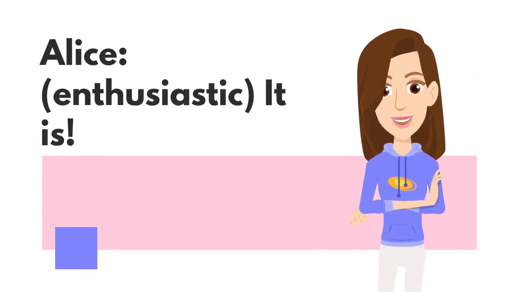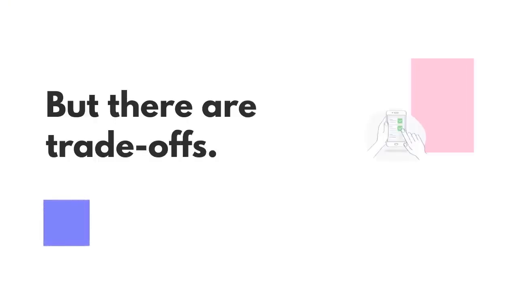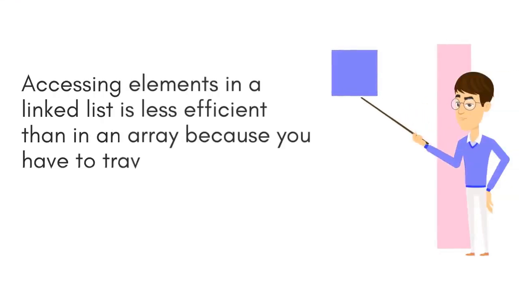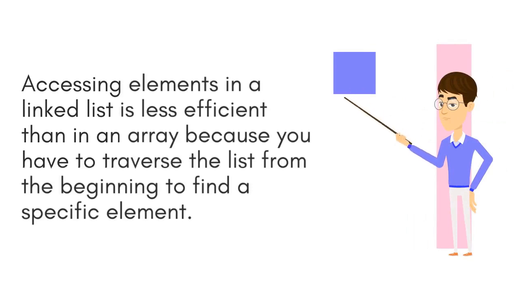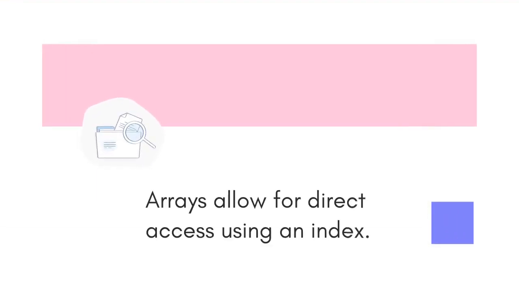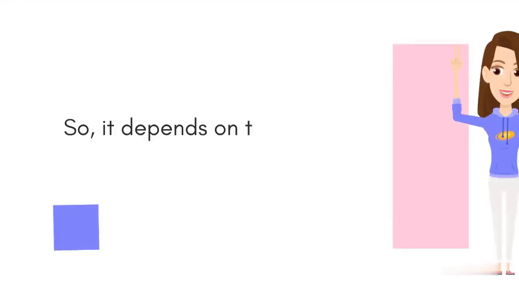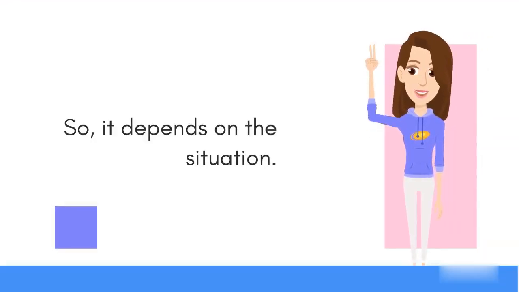Alice, enthusiastic, "It is. But there are trade-offs. Accessing elements in a linked list is less efficient than in an array because you have to traverse the list from the beginning to find a specific element. Arrays allow for direct access using an index. So, it depends on the situation."